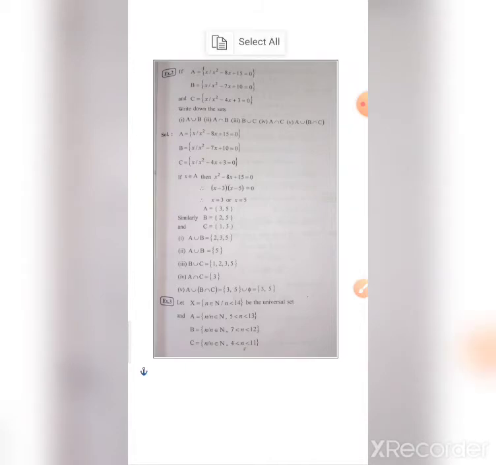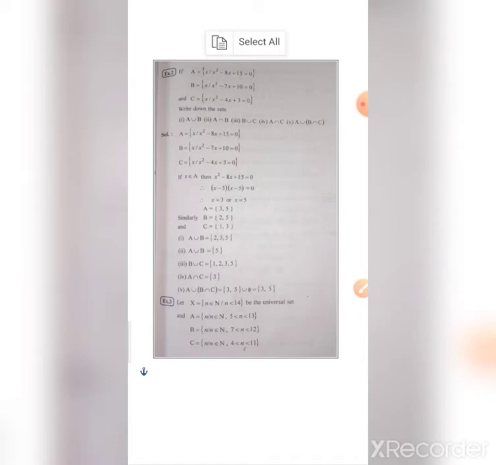Try it one or two times and you will get the result. Any problem? No. Then next, I give one example. Observe here. If A is the set of x such that x square minus 8x plus 15 equals 0, then the set A is given by a quadratic equation. Solve this equation and we get the numbers, and these numbers are the elements of A.